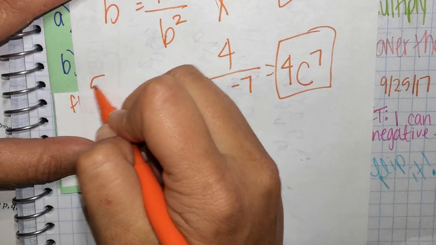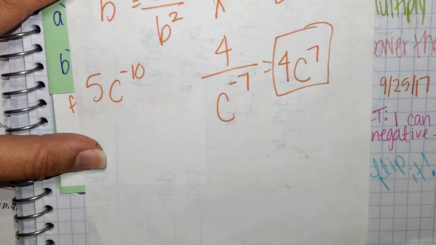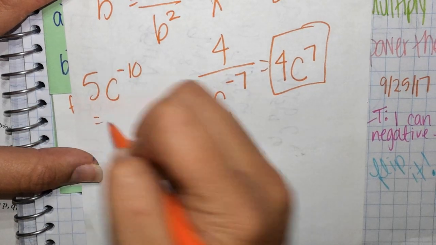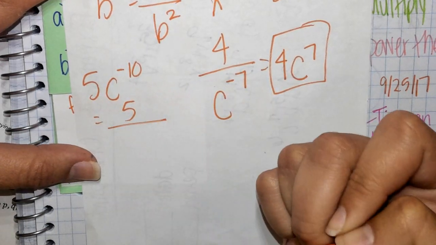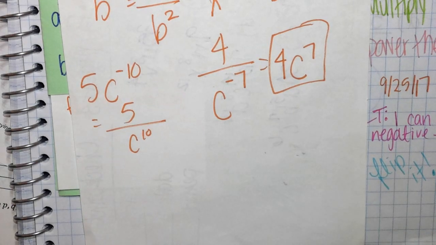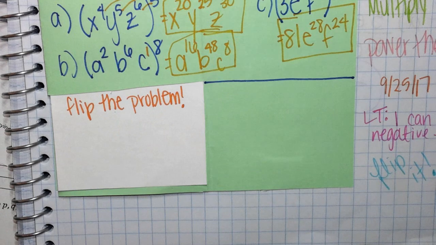Now, what if I had 5c to the negative 10th? Does the 5 have a negative exponent on it? No, so 5 stays on top. Where does the c to the negative 10th go? On bottom, and it becomes positive. So 5 divided by c to the 10th. Ready? Let's work on some problems.